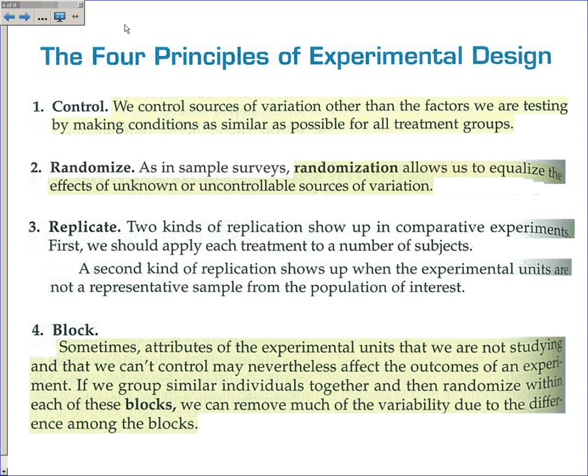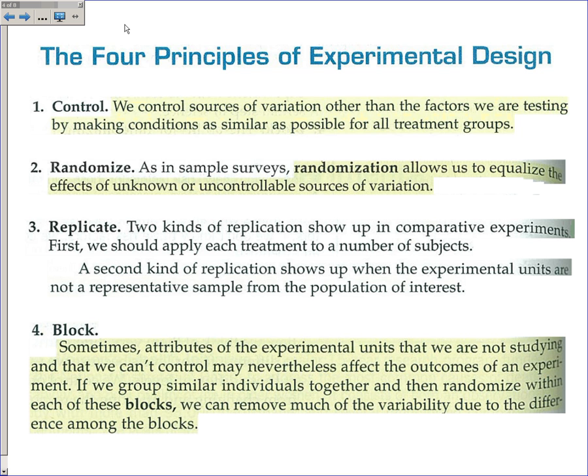The second principle is using randomization. Okay, so you have to randomly assign the participants into groups. If they're allowed to choose which group they're in, that could cause some bias and cause some uncontrollable or unknown sources of variation. So you randomly assign the participants into treatment groups.